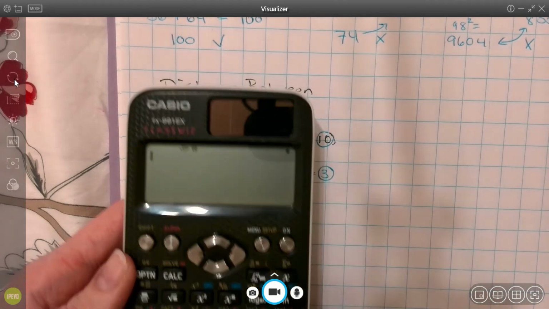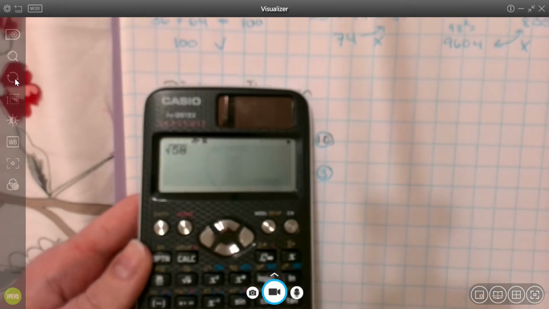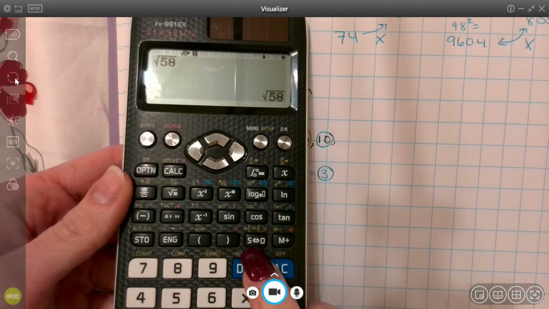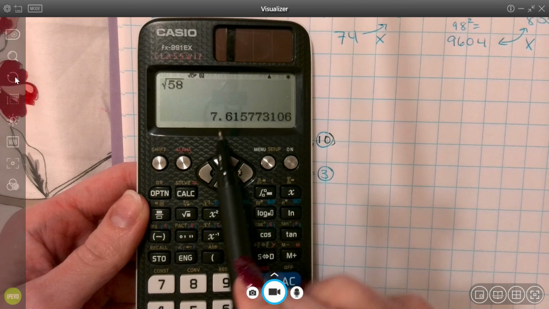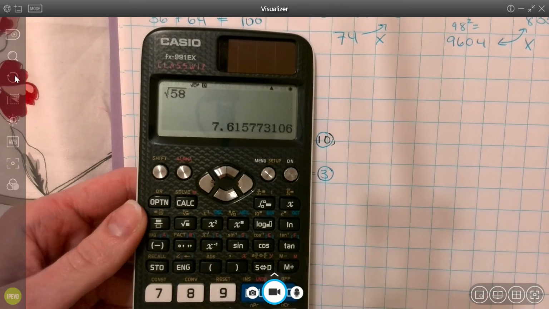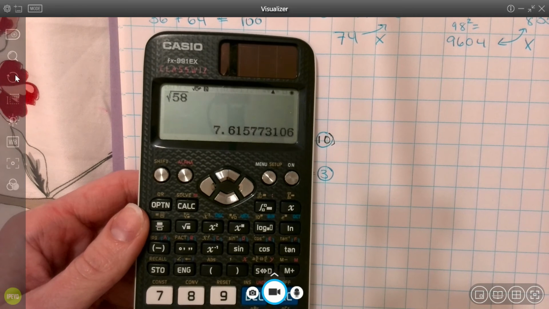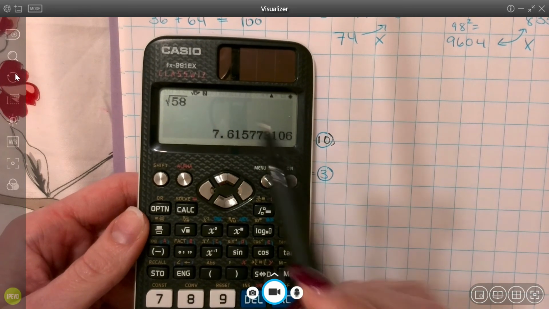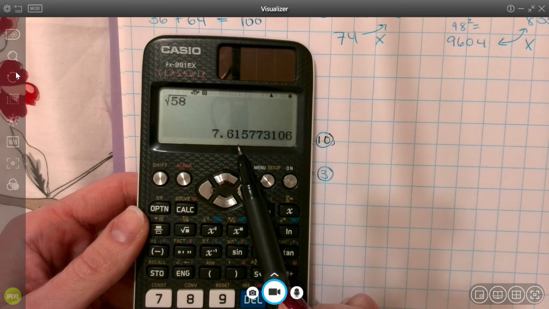So using my calculator, I can see that by square rooting 58, and I can press the S to D button, which changes it into a decimal, it is 7.61577. Now, I'm going to give this answer to 3 significant figures. 3 significant figures means you count from the first non-zero digit, and all digits count. So 7, 6, and 1 are my first 3 significant figures.